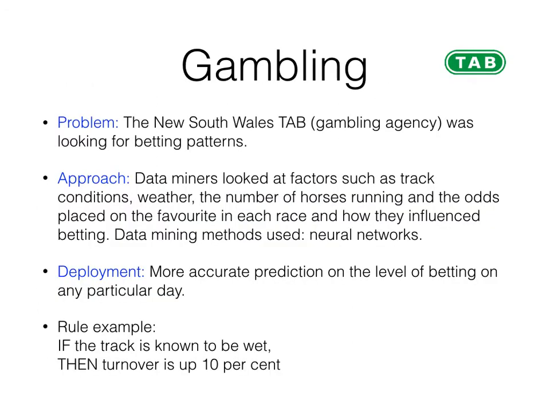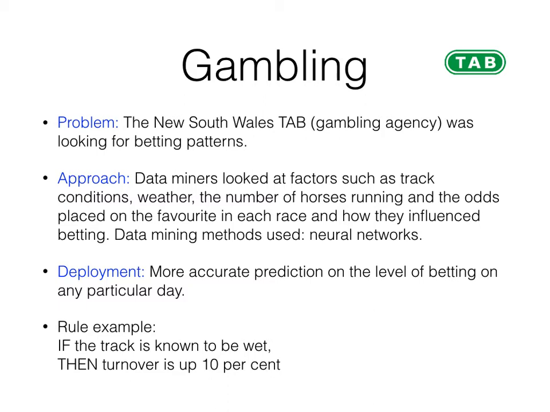So I want to just go through some examples of different kinds of things. The first one here is an example from gambling. So the problem here is for the New South Wales TAB, this is the gambling agency, they want to look for betting patterns. So the approach that they used was the data miners would look at factors such as the track conditions, so they're looking at horse racing, the weather, the number of horses running, and the odds placed on the favourite in each race, and then how they influence the betting.